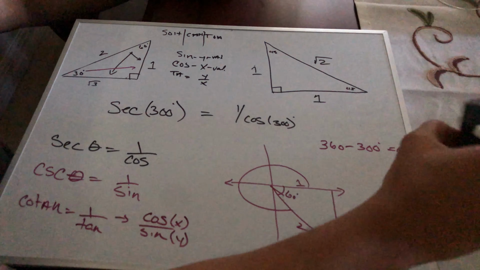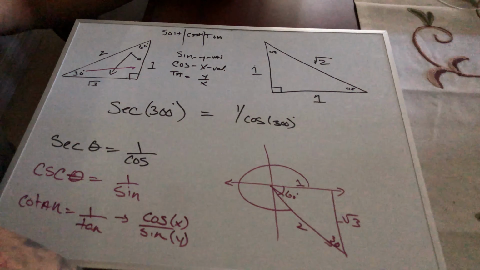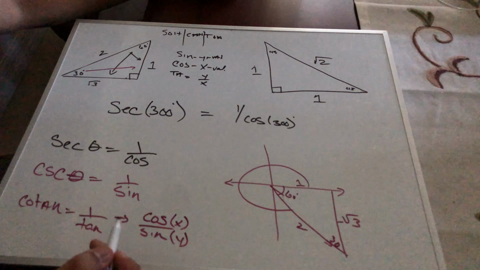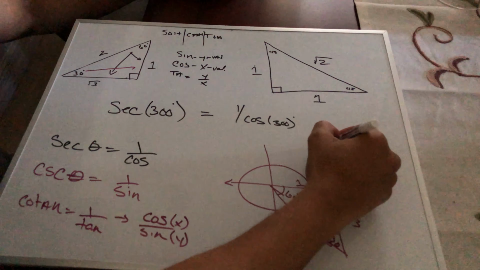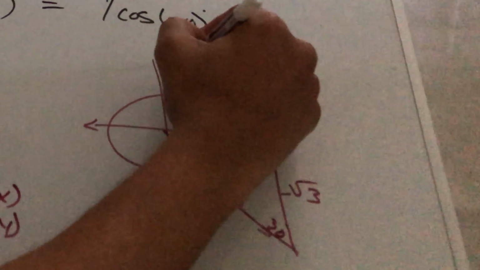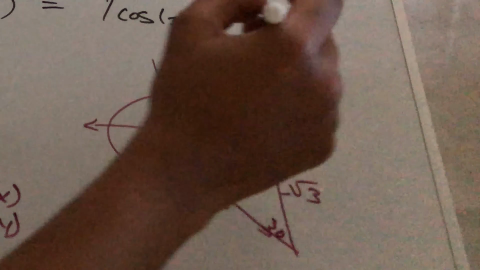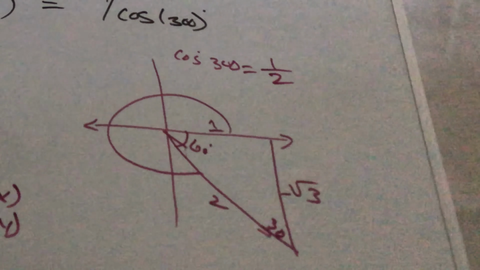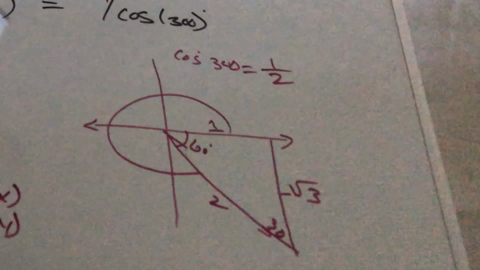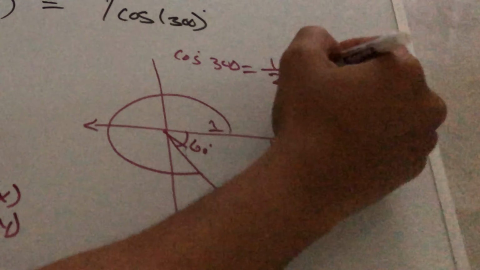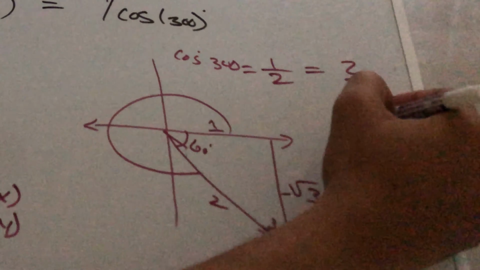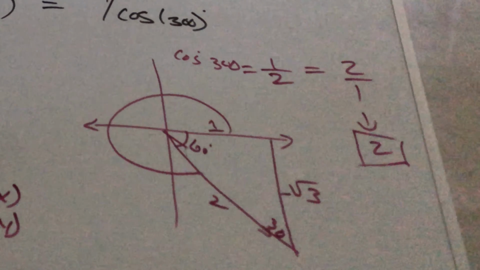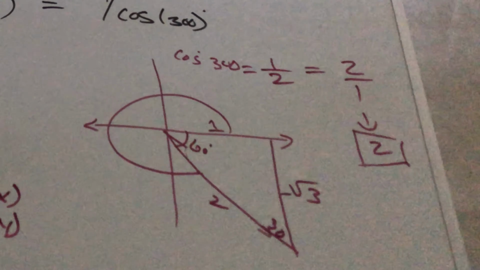All right, so now we want to go ahead and solve this function. Let me go ahead and erase this here so I can continue to solve it for you. Now you're going to get cosine of 300, right? Now cosine is adjacent over hypotenuse. Adjacent to 60 degrees is 1, and the hypotenuse is 2. But remember, secant is the opposite of cosine, so it's flipped. So instead of just keeping it like this, you're going to flip it. So it becomes 2 over 1, which is just 2. So secant of 300 degrees equals the value of 2.